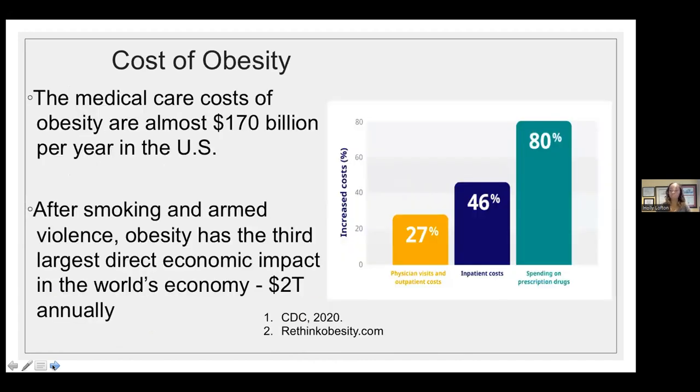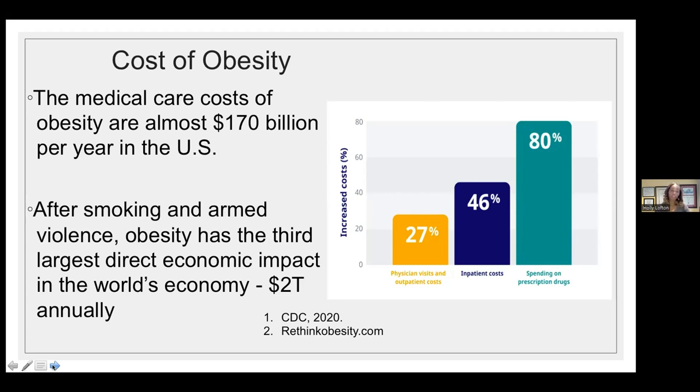The cost of obesity is astounding. It costs almost $2,000 more per year to treat a patient with obesity than a patient with normal weight. And we know that 44% of America has obesity. If we take into account obesity and overweight, that's 70% of Americans. So you see that the cost, not only on physician visits, inpatient care, prescription drug use, is quite astounding. And this, of course, impacts our economy as well as our medical settings.